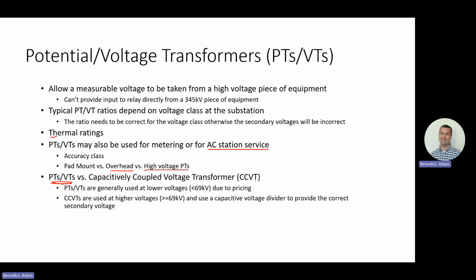CCVT is used for generally anything 115 kV and above, sometimes 69 kV, being that they're cheaper, but generally they can't be used for metering. They don't have that accuracy, but they are cheaper.